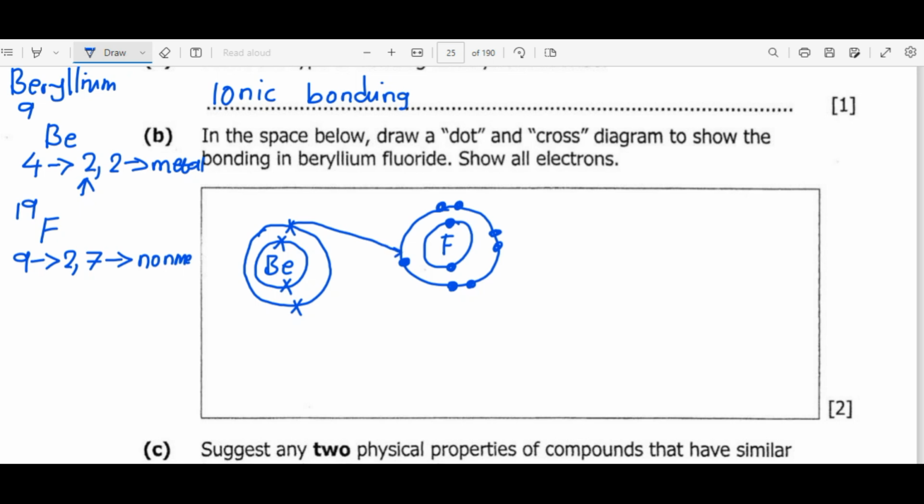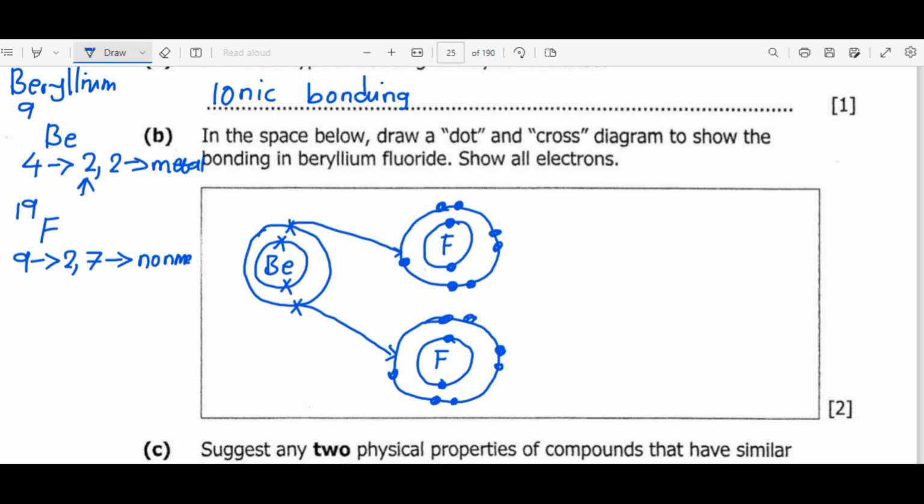Now we can see that 1 atom of fluorine cannot receive the 2 electrons that are coming from the beryllium. So we need to have another atom of fluorine. This is what happens if the number of electrons given does not equal the number of electrons acquired by 1 atom of a non-metal. So this electron will move onto this one.